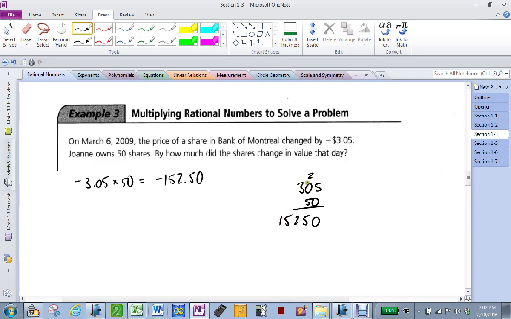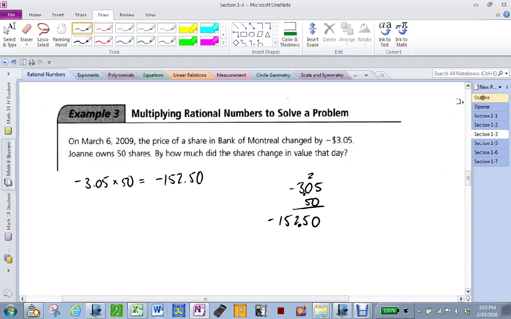Now, in this question, how many decimal points were there? 2, because it was 3.05, yeah? So I have to have 2 decimal places in the answer. And it's negative because that was negative. Everybody remember how to do that from grade 6? I really only want to show you once because we're going to use our calculators from now on, yeah? But I want to make sure you remember it. Everybody good? Yeah, we're done.